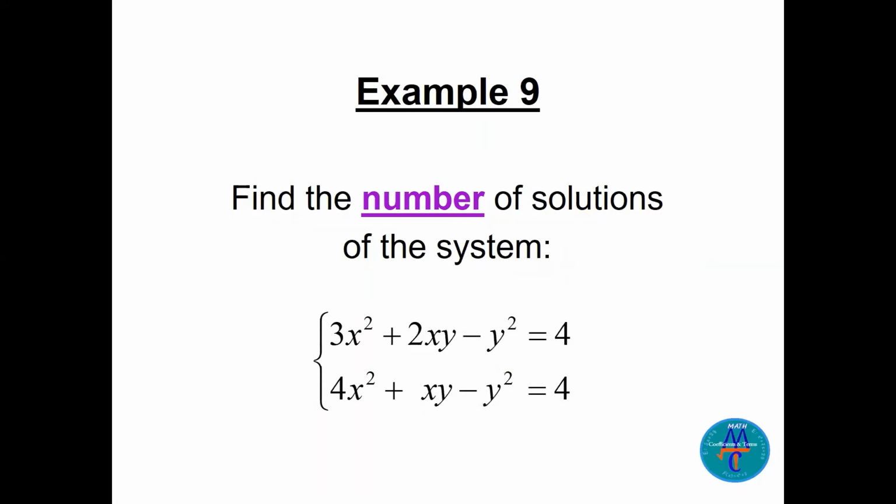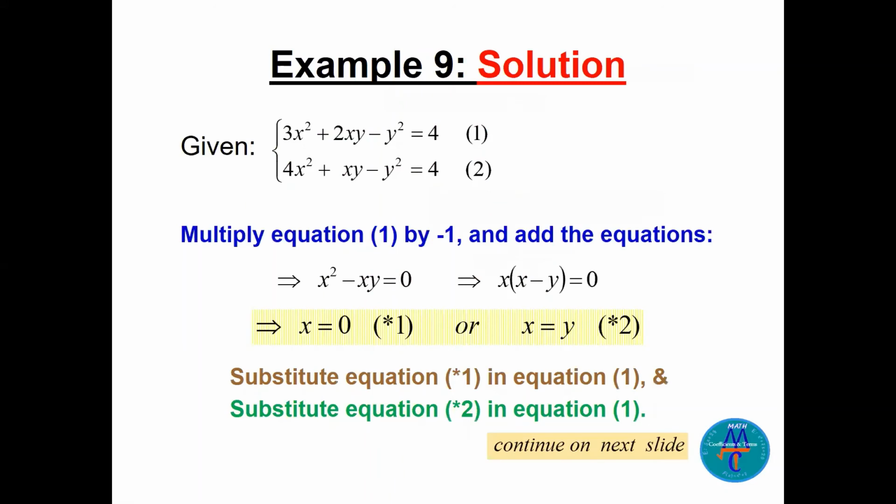Example 9, find the number of solutions of this nonlinear system. We need only the number of solutions. Now, this is not easy to graph, so we can try by algebraic ways. Look at the equations here. 3x squared plus 2xy minus y squared is equal to 4. 4x squared plus xy minus y squared is equal to 4. Can you take a minute, please, to try? These are not easy questions. You can try them, please. When you're ready, you can go to the solution.